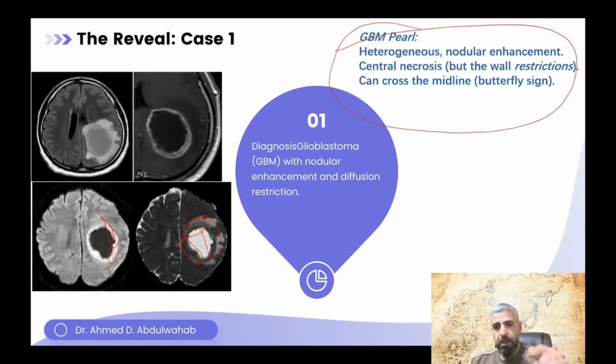Why not B, abscess? Because abscess usually has thin, smooth ring enhancement, okay? This was thick, nodular, like you said.